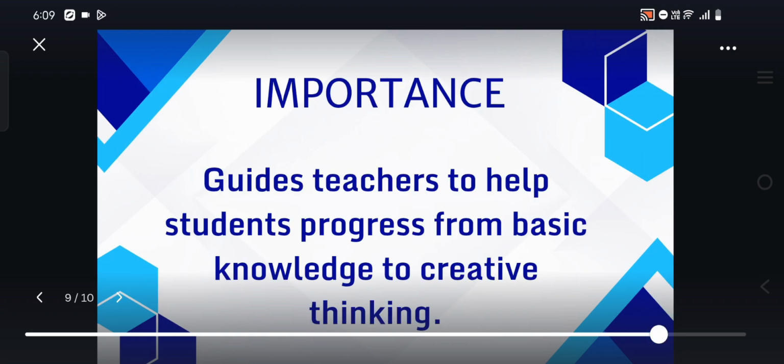So, the importance of Bloom's taxonomy is that it helps teachers structure lessons so the students can progress from foundational knowledge to higher order thinking, ensuring meaningful and effective learning.